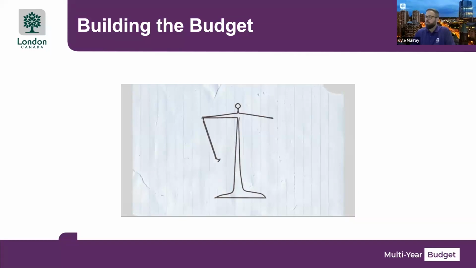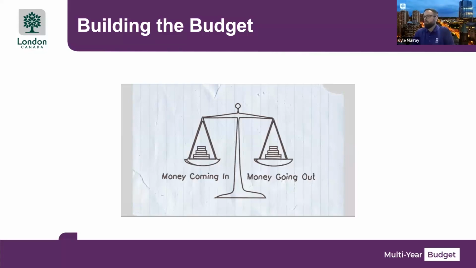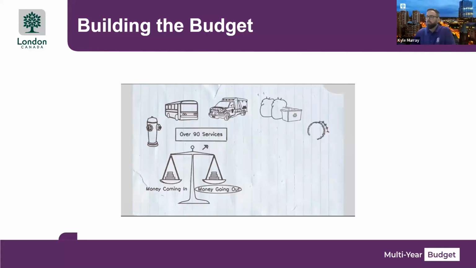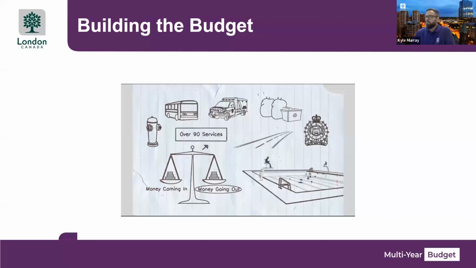It's very important to note that provincial government legislation in Ontario states money coming in equals money going out, also known as revenue equals expenditures, or a balanced budget. The City of London provides more than 90 services to the citizens of London, so City Council and administration always have to make difficult decisions to ensure this balancing takes place.